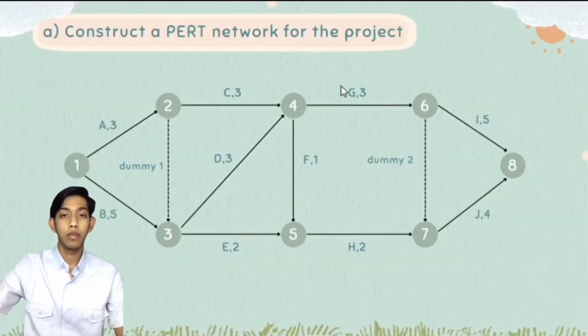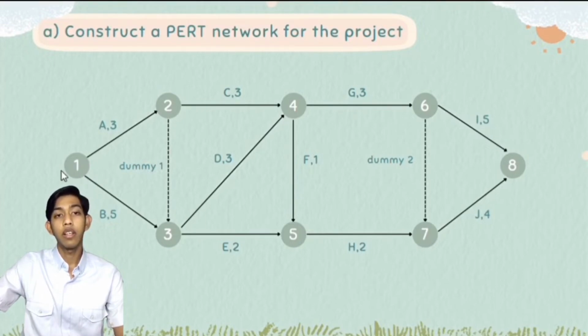So I will discuss question 3A. The question is: construct a PERT network for the project. First we draw node number 1, and for activity A and activity B there is no predecessor, so we draw a straight line from node number 1 to node number 2, and it will become activity A, 3 weeks. Next, we draw a straight line from node number 1 to node number 3, and it will become activity B, 5 weeks.